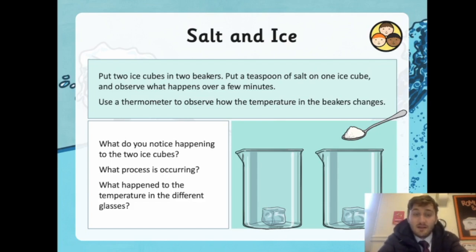And then next, salt and ice. I know it says beakers, but you could just put these in 2 cups. And on one of the ice cubes, put a teaspoon of salt. And I want you to observe what happens over a few minutes. As well, you can use a thermometer to observe how the temperature in the beakers changes. You don't have to do that if you don't have one. But again, what do you notice happening to the 2 ice cubes? What process is occurring? And what happened to the temperature in the different glasses? You might not be able to answer that, but you might be able to have quite a good guess about what happens. So we're going to want a few sentences describing what has happened with that.